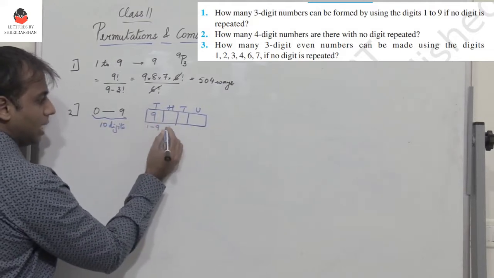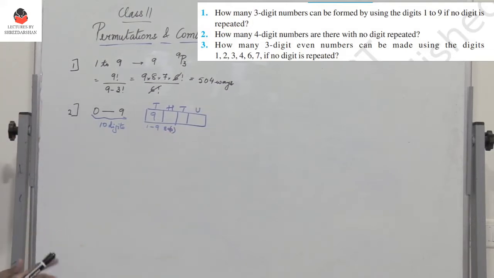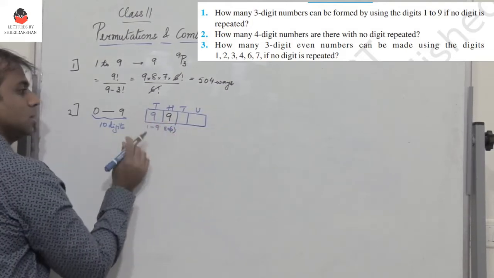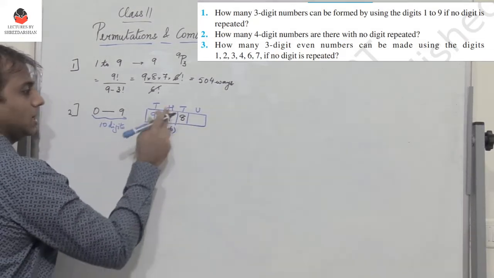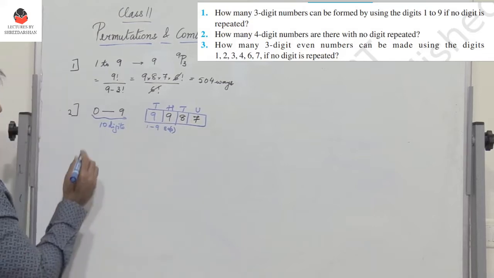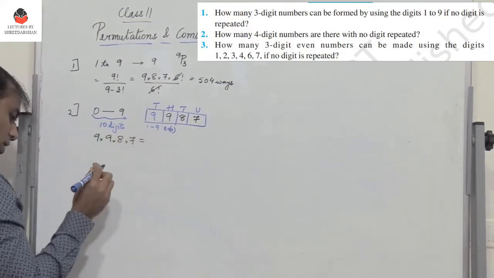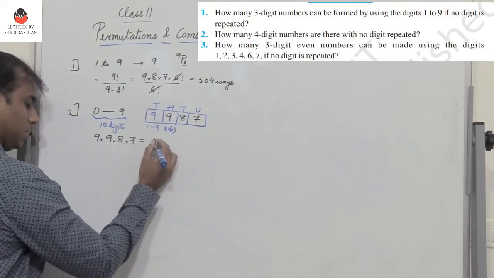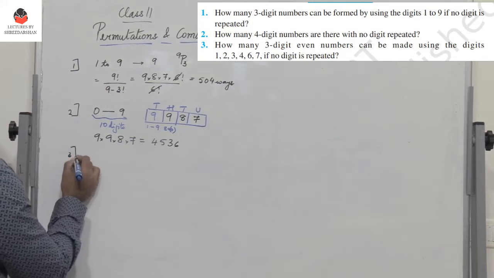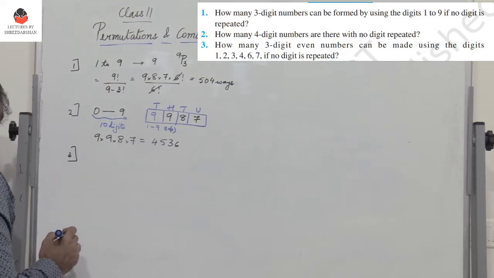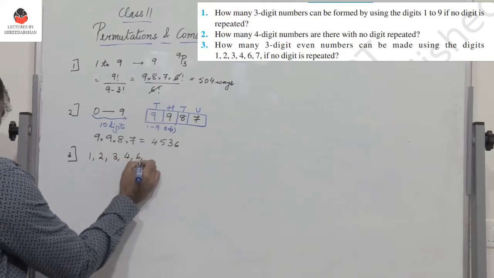Now in the hundreds place, I have the remaining 8 plus the number 0. So again you have 9 possible ways. So it's going to be 9. So among these 9, I've chosen one here. So in the tens place, it's going to be 8. And then in the units place, it's going to be 7. Right, very simple. So it's 9 into 9 into 8 into 7. So the total number of possible numbers is 4536.